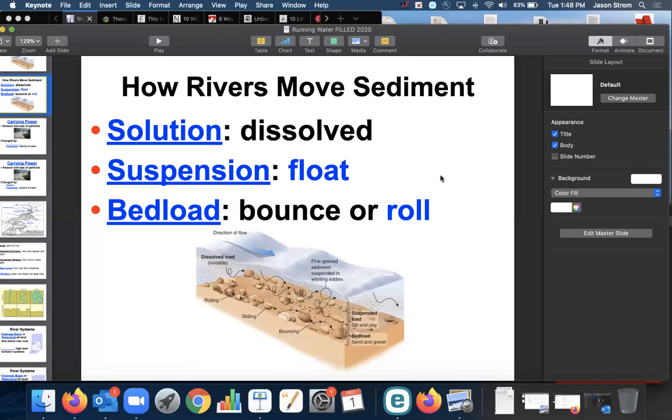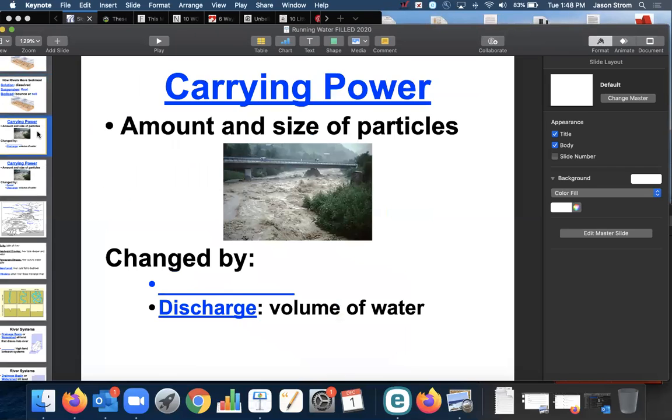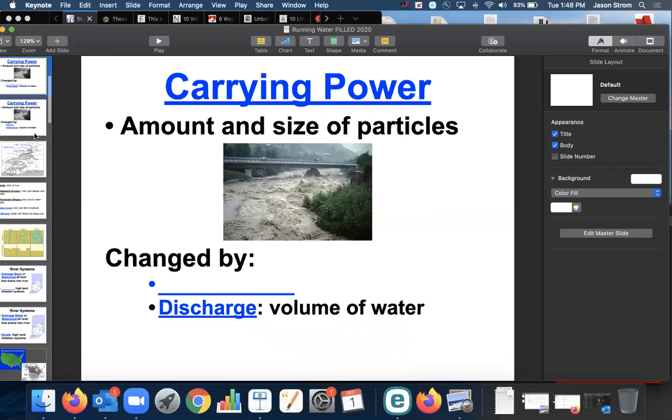So those are the three ways that rivers move sediment: solution, suspension, and bed load. The carrying power of a river, or how much sediment it can carry, how much it can move, and how large the sediment is that it can move, is dependent upon a couple of things. It is influenced first by speed. So the faster the water is moving, the more sediment it can move, and also the larger the sediment can be that it'll move.